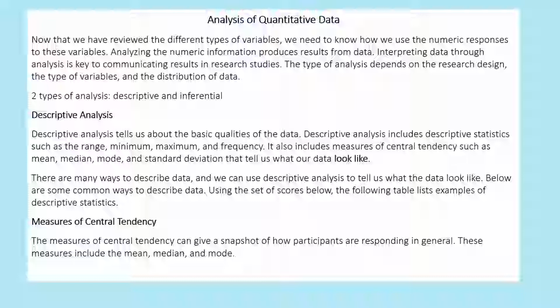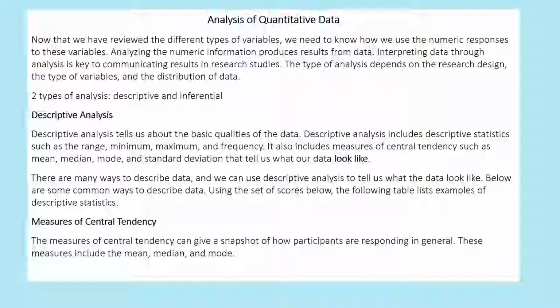Now, there are two types of analysis, and we have talked about them before, but let's go over them again: descriptive and inferential. Descriptive analysis tells us about the basic qualities of the data. They include descriptive statistics, such as the range, the mean, minimum, maximum, and frequency. It also includes measures of central tendency, such as the mean, median, and mode, and also, something important, the standard deviation, which tells us what the data looks like. There are many ways to describe data, and we use descriptive analysis to tell us what the data looks like.